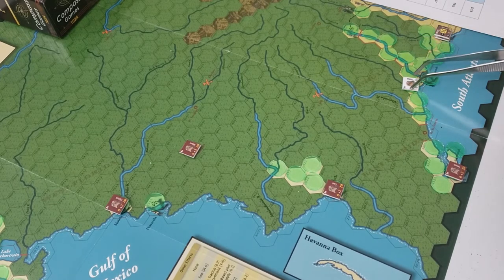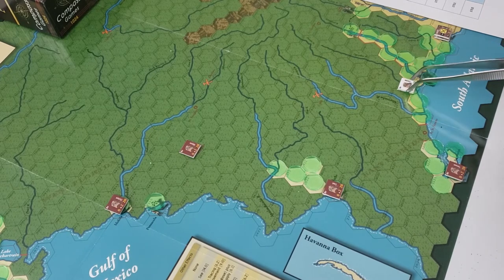The last remaining Spanish-French unit on the board in the south is the Choctaw. And they really can't do a whole lot to change the game situation at this point. Coupled with that, and this is why, to me, it's really the end.